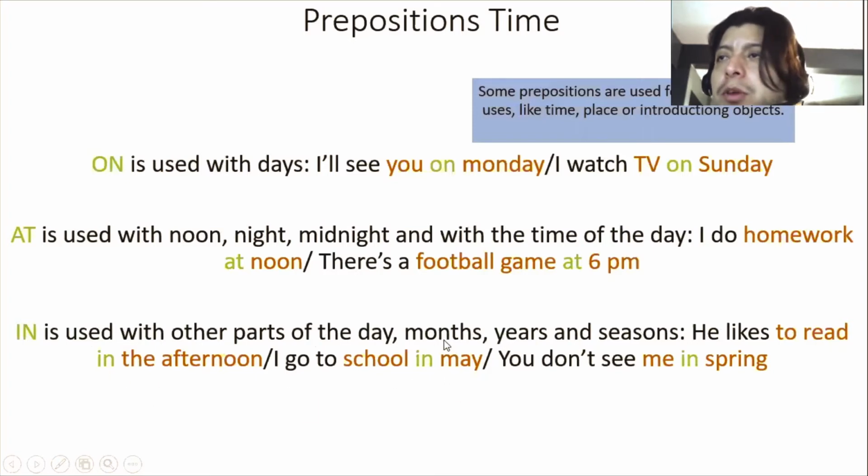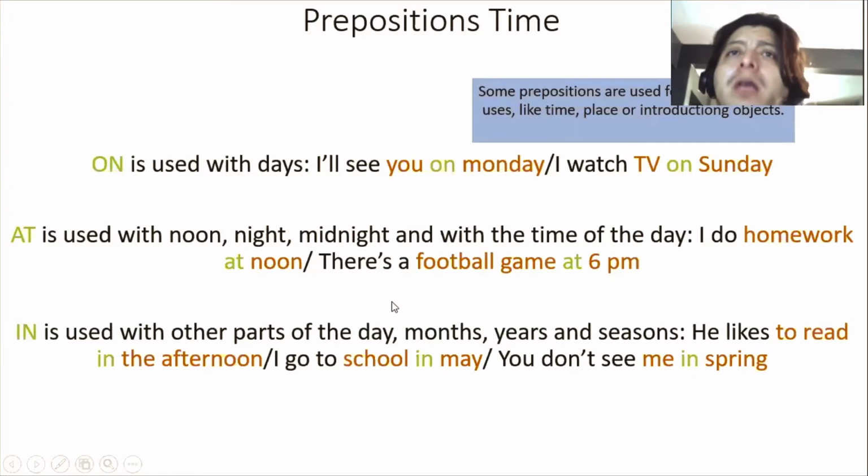Or for example, when you have months, I go to school in May, I have an appointment in October, I have a trip in December, I need to see you in August. You use in for months, okay? And also for times of the year, seasons like spring or winter or fall or summer. You say, you don't see me in spring. I didn't do anything in winter or in the winter.